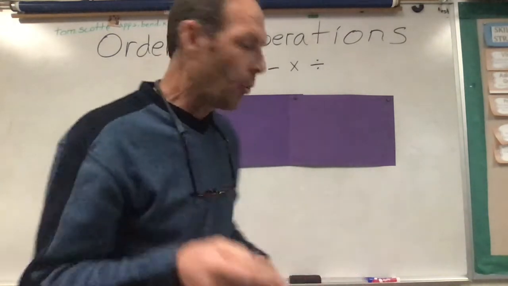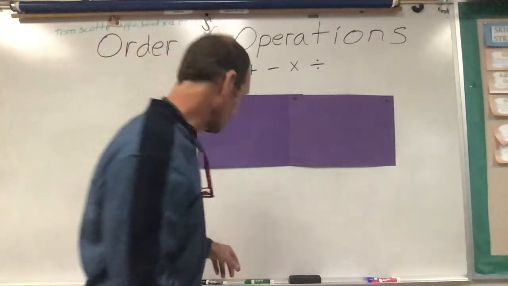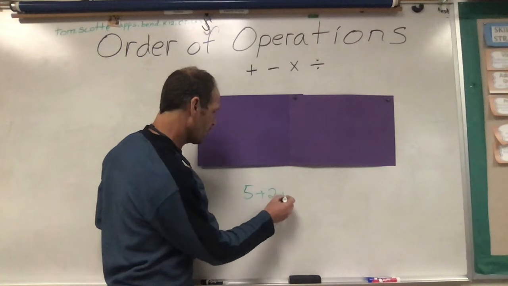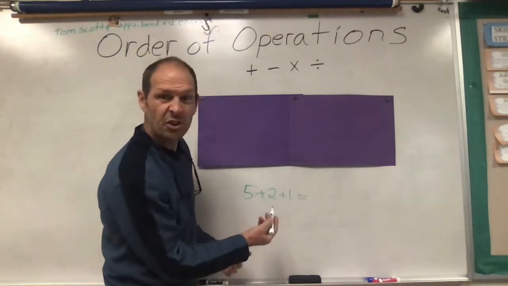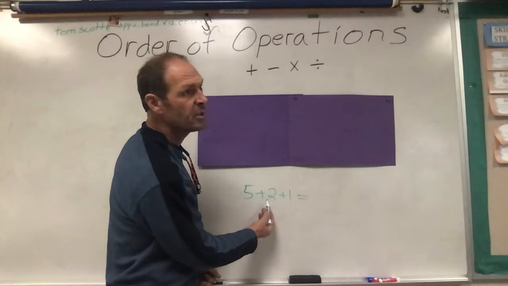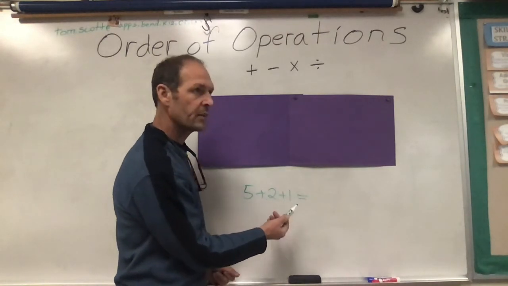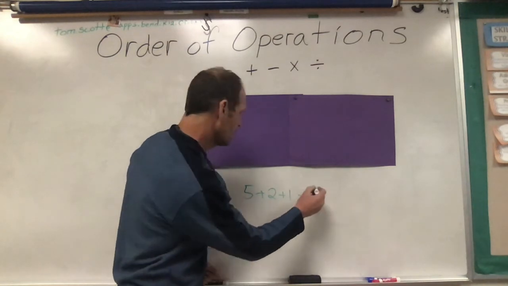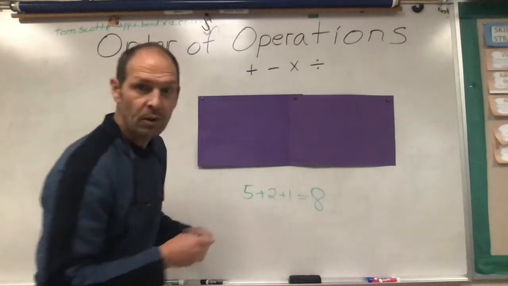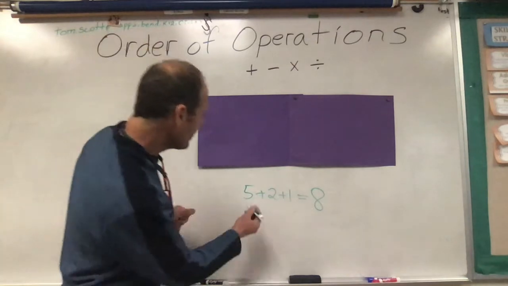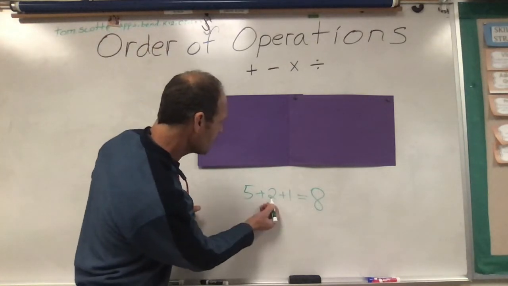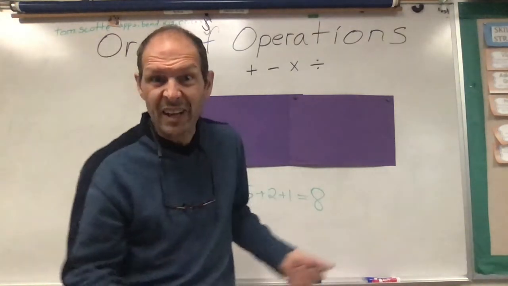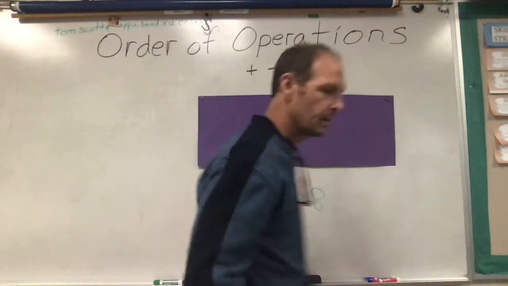Let me tell you. When you were little, you learned to do this kind of thing. Like 5 plus 2 plus 1 equals, and you could figure that out. You'd go 5 plus 2, well, that's 7, plus 1 is 8. So 5 plus 2 plus 1 is 8. Yeah, and all you did is went that plus that plus that. You just went from left to right. Just like when you read, you went from left to right.